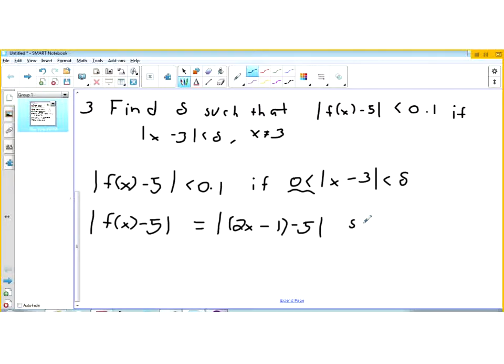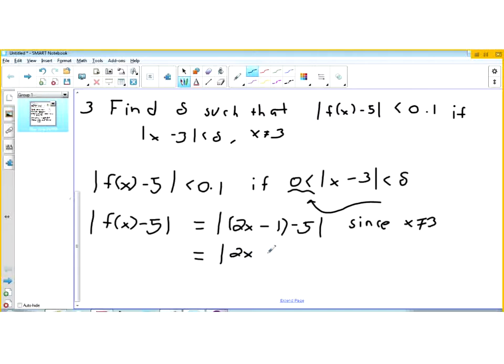All right, simple enough. Okay, since x is not 3 because of this piece right there, okay? Now, all right, so let's go ahead and manipulate what's inside of the absolute value here.